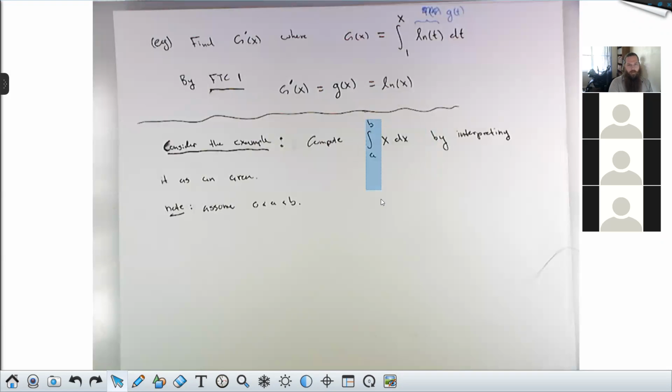The two numbers that surround the integral are called the bounds or limits of integration. This is the upper bound or upper limit. This is the lower bound or lower limit. So you remember, we always read this as the integral from a to b. And so the bottom guy is generally the smaller guy. All right.